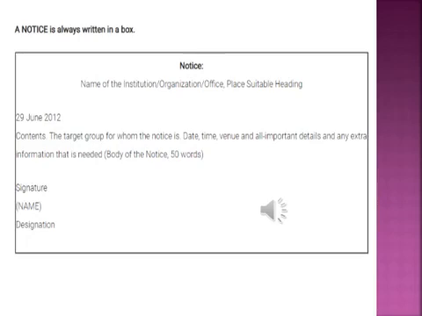At the end, don't write regards, don't write yours sincerely. You have to simply sign there, write the name and the designation. If you are a school captain, write school captain. If you are a secretary or principal, you can write principal there. So that should be mentioned. So who is the undersigned? Who is drafting that? That person's signature, name and designation is required at the end. So this is the format of the notice.